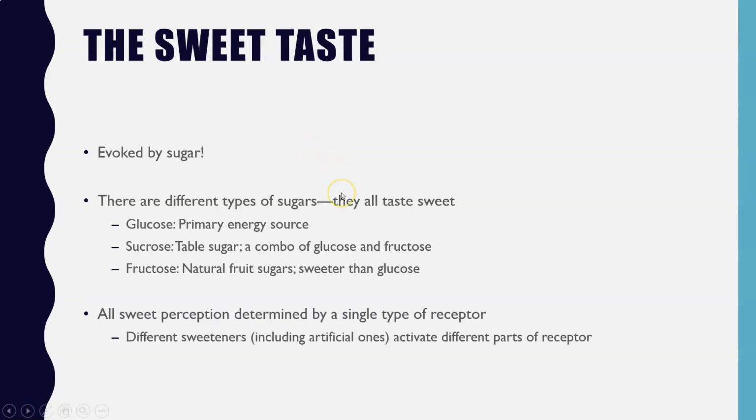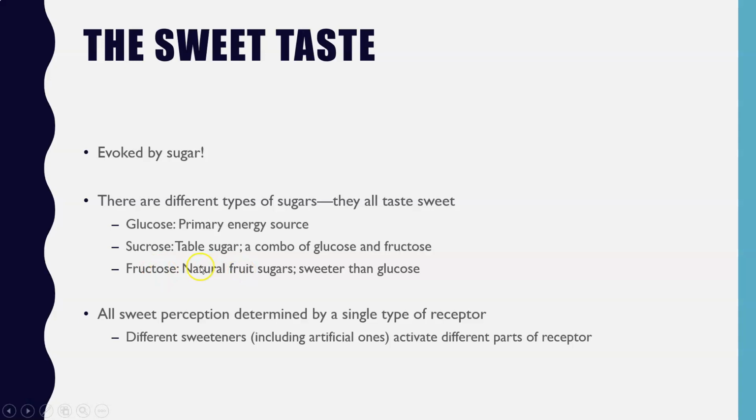Then we have the sweet taste. Of course, this is evoked by sugar, and there are different types of sugars out there. They all taste sweet. So we have glucose, which is our primary energy source. We have sucrose, which is your standard table sugar, which is made up of a combination of glucose and fructose.